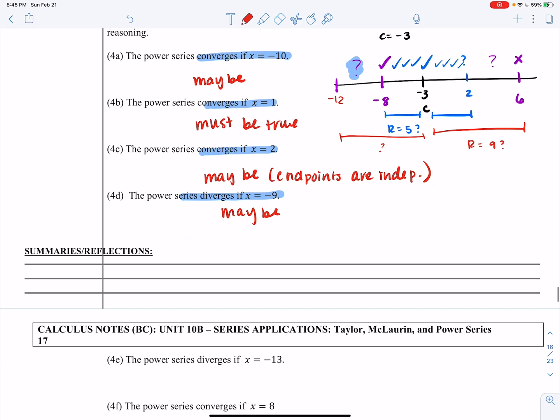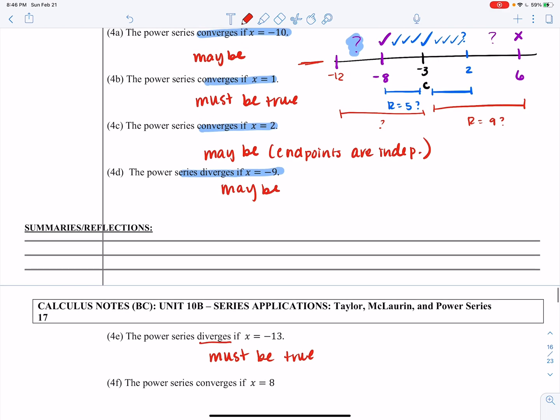So again, maybe. Well, what about -13? Is it going to diverge at -13? Well, if it diverges at 6, -13 is already out here. It cannot. Or excuse me, it must. It must diverge. Must be true. I was thinking converge. Must be true, because it's outside of that range. So it's at least 5. It could be as big as 9. We don't know. Does the power series converge at 8?